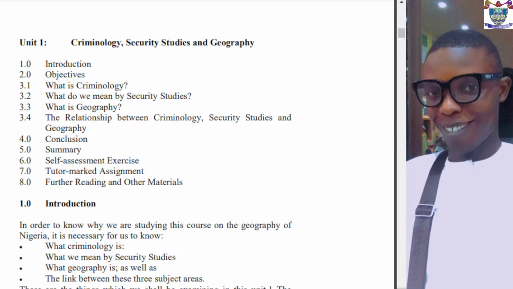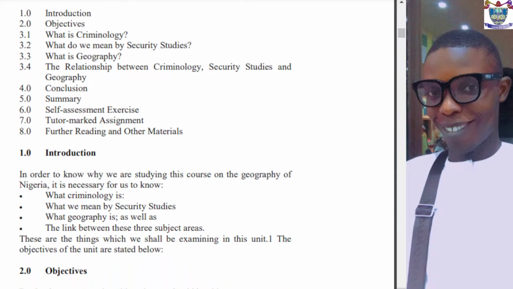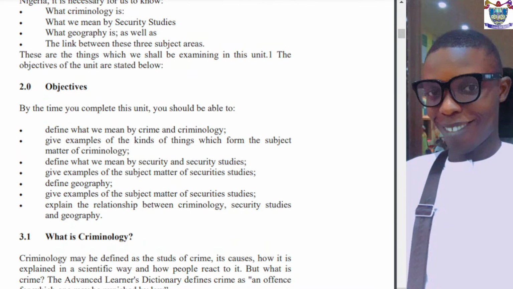If you stay till the end of the class, we'll be able to define what we mean by crime and criminology, give examples of the kind of things which form the subject matter of criminology, define what we mean by security and security studies, give examples of the subject matter of security studies, define geography, give examples of subject matter of geography, and then explain the relationship between criminology, security studies, and geography.